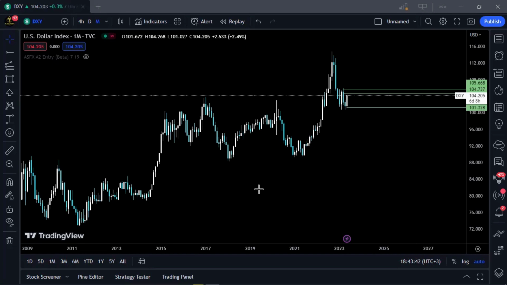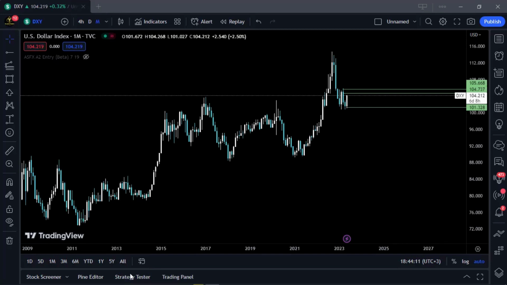Now, we first have to start by defining what psychological key levels are, right? In Forex trading, psychological key levels refer to the price levels where traders' emotions and market sentiment often come into play. These levels are typically round numbers or significant milestones in the price, such as 1.000, 1.5000, or 100.000.